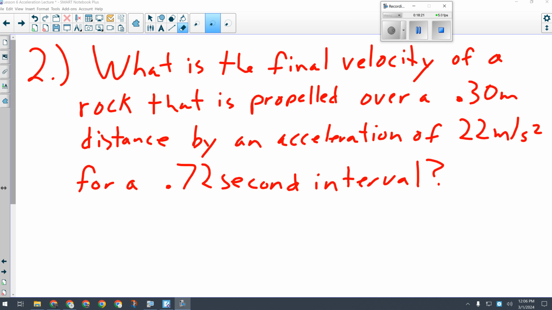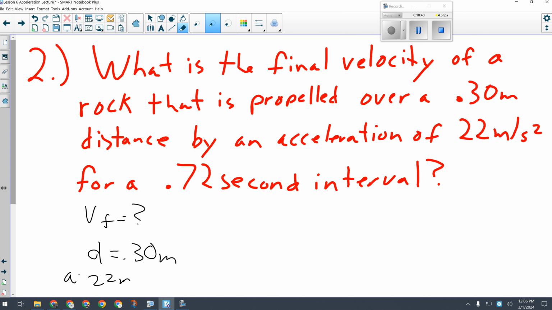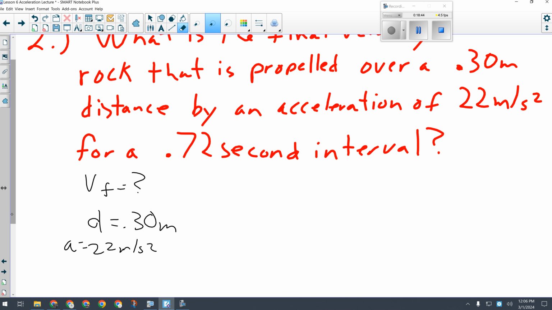All right, so on this question here, we're asked for the final velocity. VF is our unknown, of a rock that is propelled over a 0.30 meter distance by an acceleration of 22 meters per second squared for a 0.72 second interval.